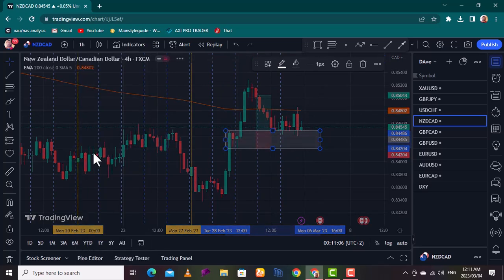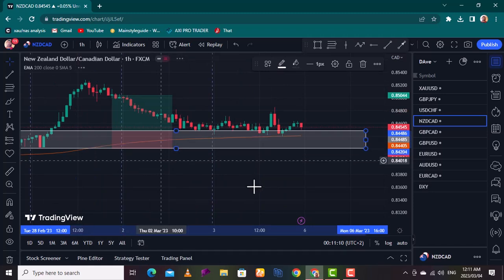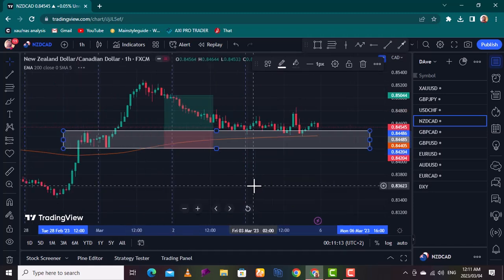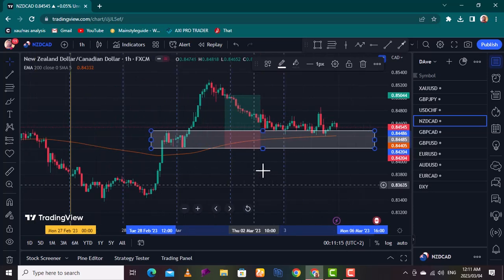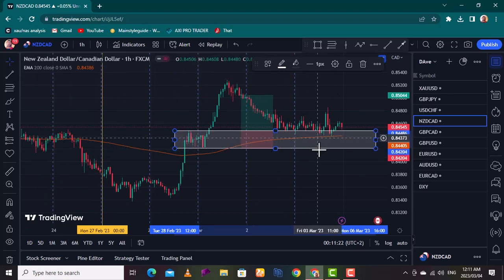On to the hour time frame. On the hour time frame, we also see that my 200 EMA is at my point of interest. Look at how price respected my 200 EMA. I took the entry at 2 o'clock.